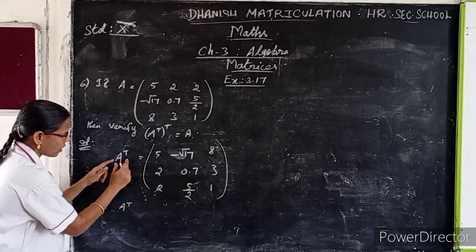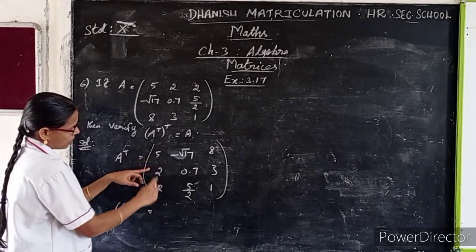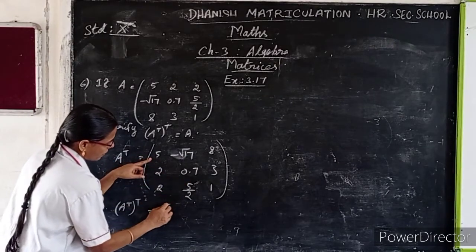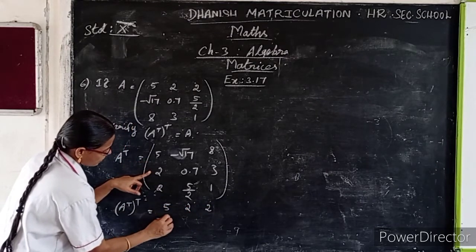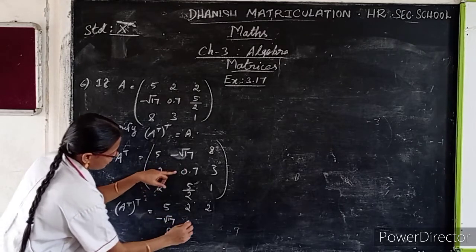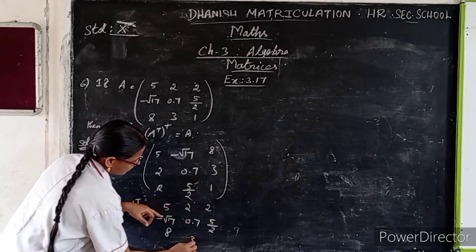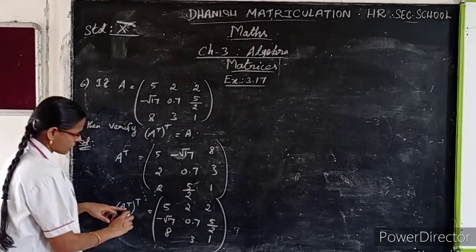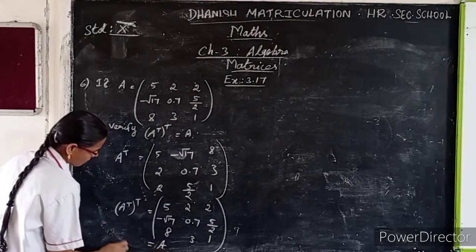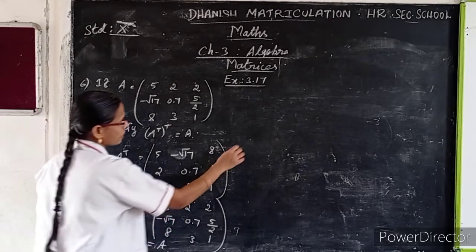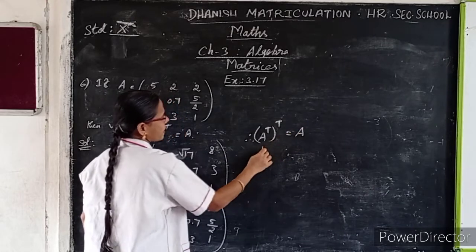So write the transpose for this A transpose. Now write this column as row. 5, 2, 2. Here minus root 7, 8. Here 0, 7, 5 by 2. Here 3, 1. This is A transpose of transpose, which is nothing but the given matrix A. So hence verified. Therefore A transpose of whole transpose equal to A. Hence verified.